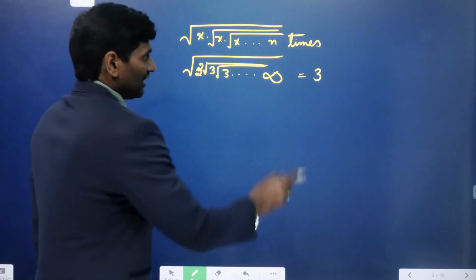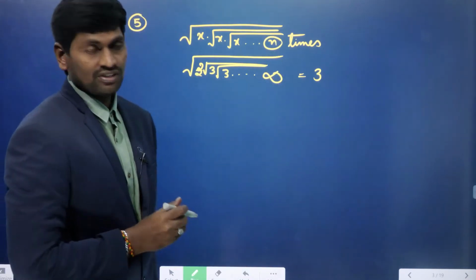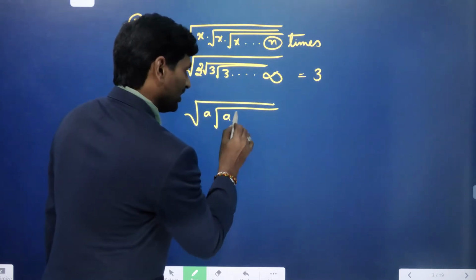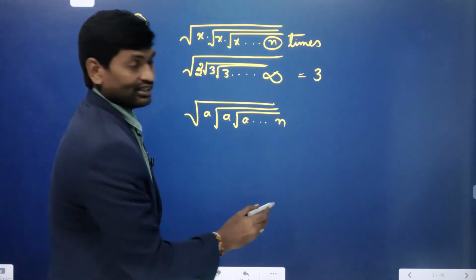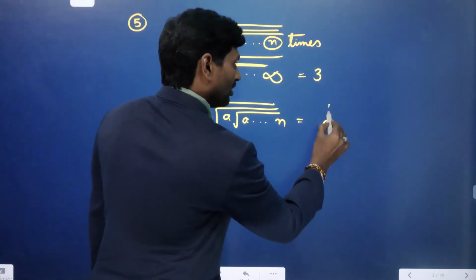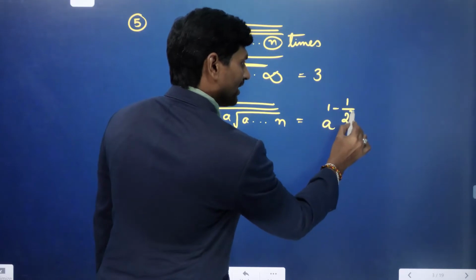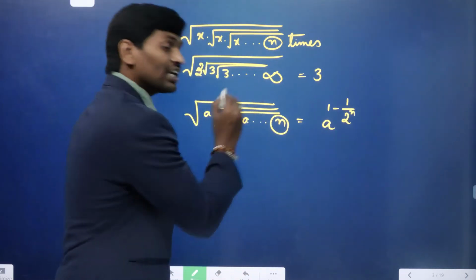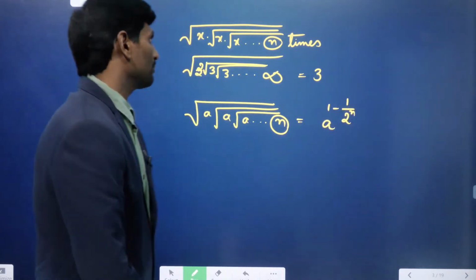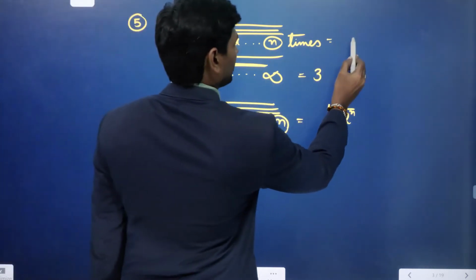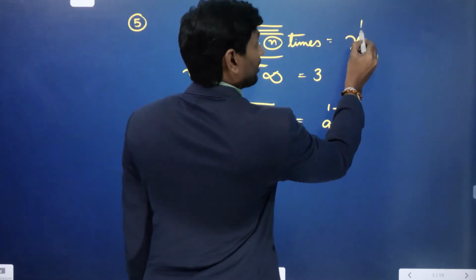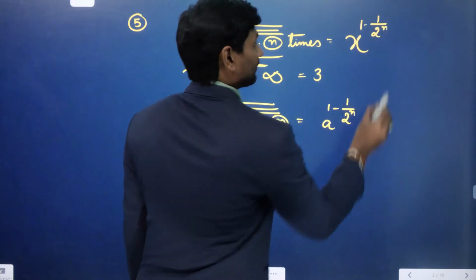For this explanation also I have given in our previous class, so please watch our videos. Next, here it is up to n times. So what is the formula for that? If root over a into root over a into root over a and so on n times, then the value of this we can write as a power 1 minus 1 by 2 power n. If n value is 100, then the answer is a power 1 minus 1 by 2 power 100. But here how many times? n times only. That means in the place of a here, x will be represented as x power 1 minus 1 by 2 power n.